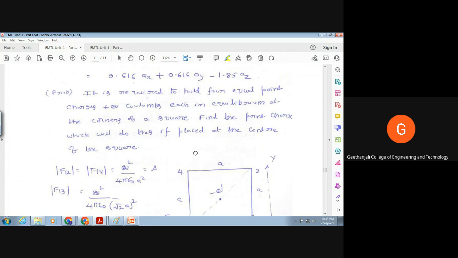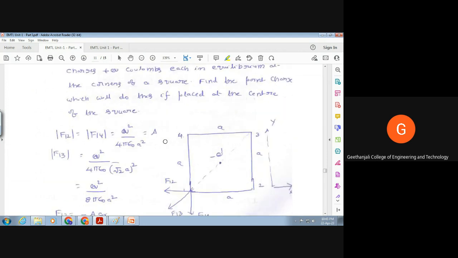Now let us consider this problem. It is required to hold four equal point charges plus q coulombs each in equilibrium at the corners of a square. Find the point charge which will do this if placed at the center of the square.